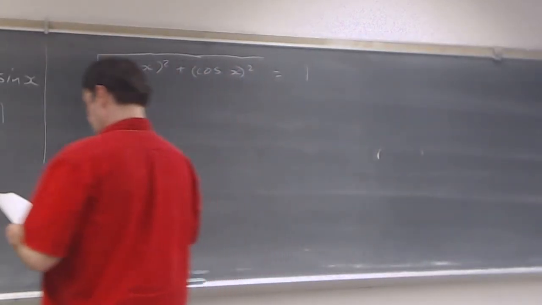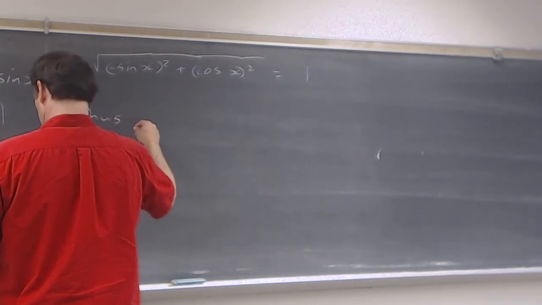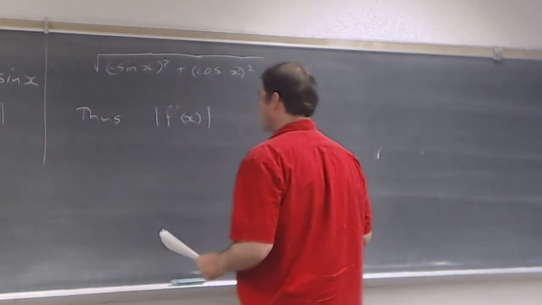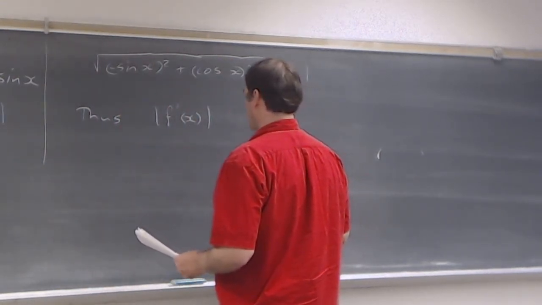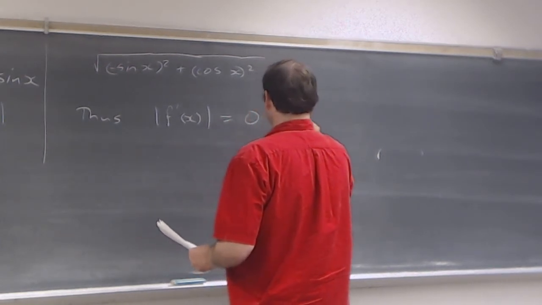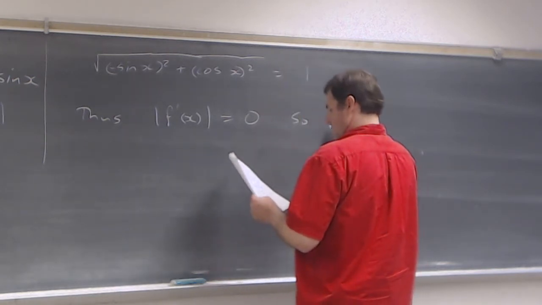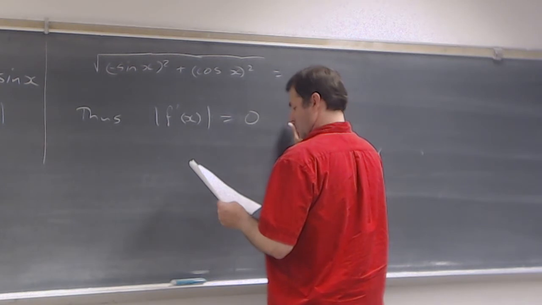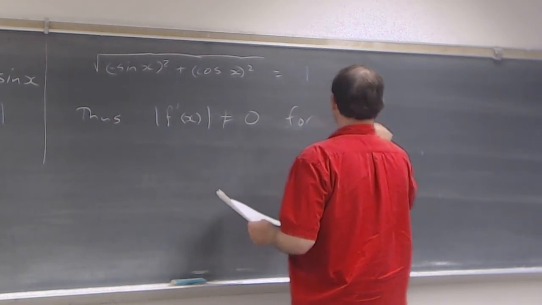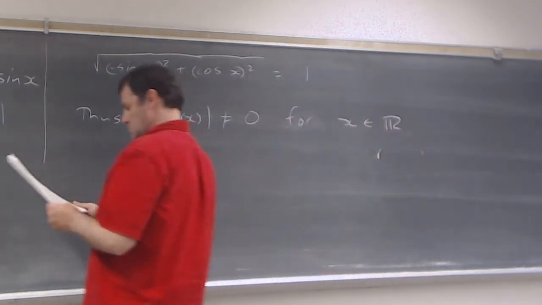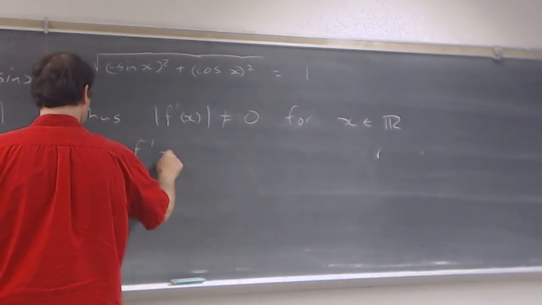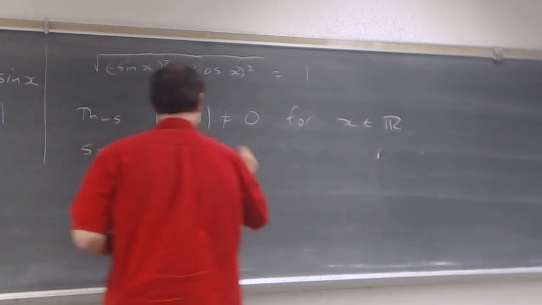Thus, I should say that the absolute value of the derivative of this function, the complex absolute value, is never 0. It's never 0, and that's true for all x an element of R. So that says that f prime of x is never 0.